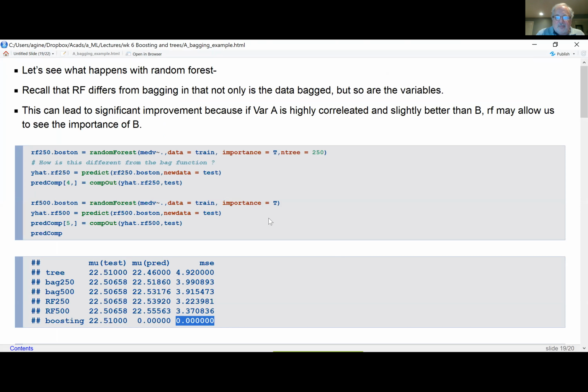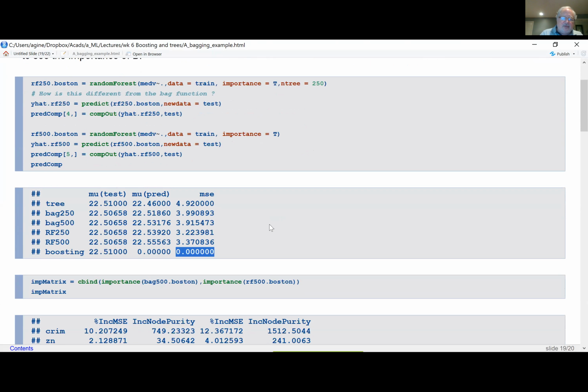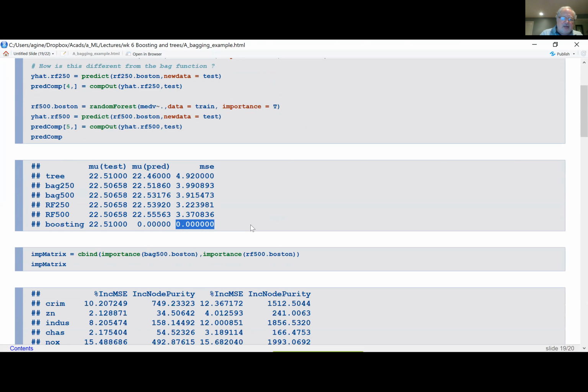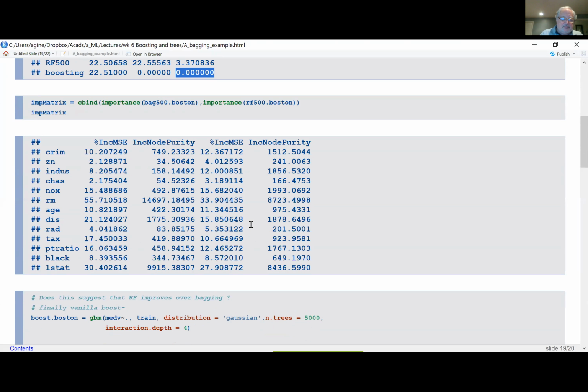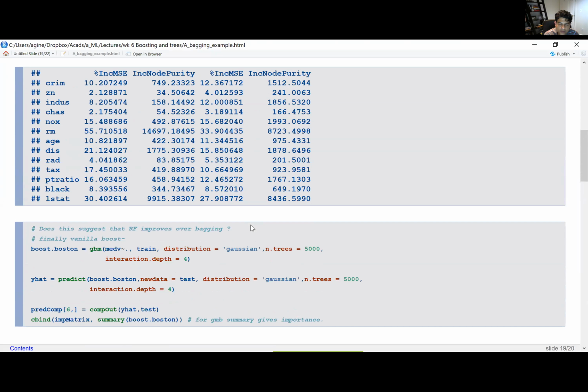I want to say that I got down to 2.8 or 3, so about under $3,000 for the mean square error when I properly tuned the boosting. One question here.